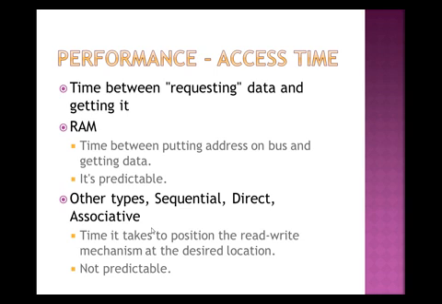Then we have studied the performance, that is, the access time, how we can access the data and how we can store the data. That is the time between requesting the data. Suppose I am the user requesting the data, and the time by which we can get or access the data, that is the access time. That time gap between the request and getting the data is known as the access time. And then we have studied RAM and the other types of memory, that is sequential, direct, associative, and what the access time is in RAM, in direct and in the sequential method.